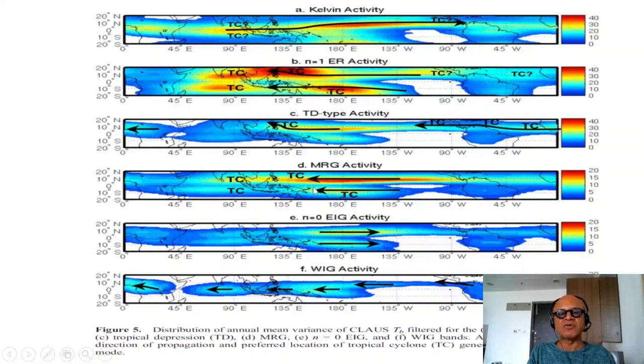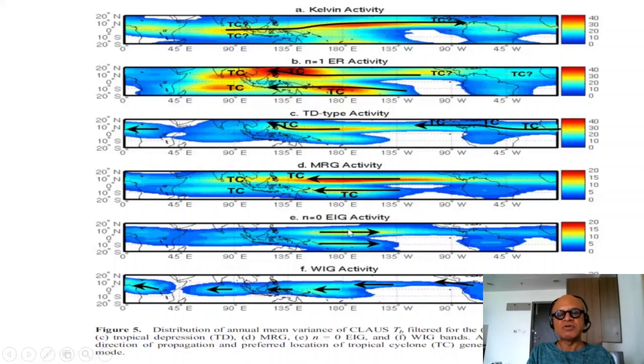And this is the mixed Rossby-gravity wave moving westward, preferentially affecting tropical cyclogenesis, or at least we have identified the regions where they happen. There are other features like the monsoon trough that sits here, which is also favorable for tropical cyclogenesis.